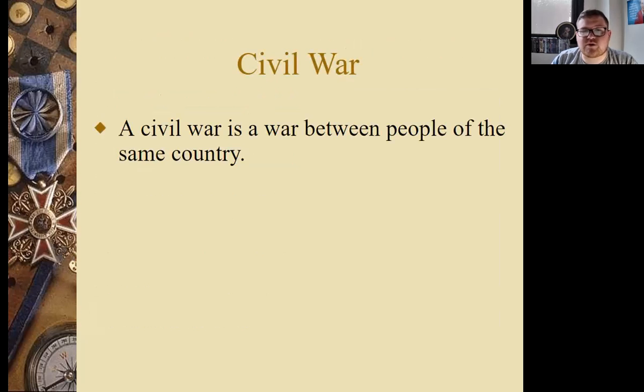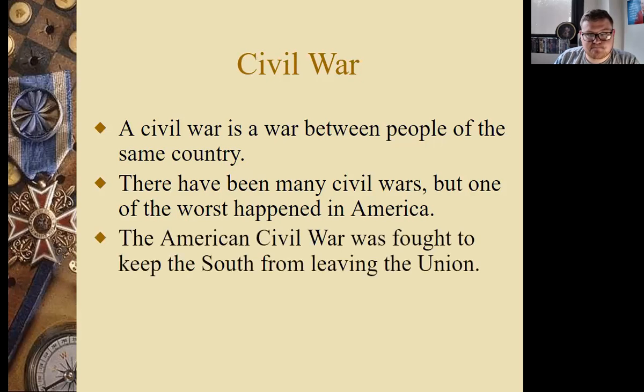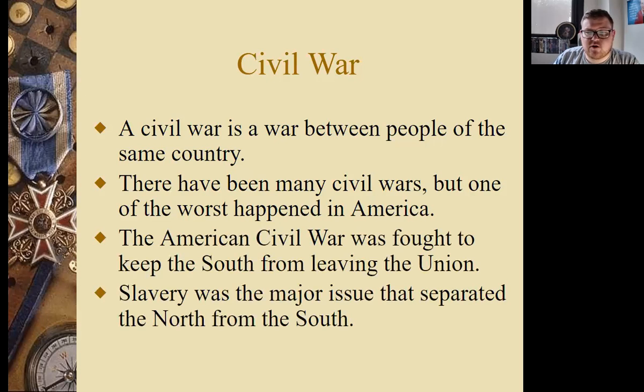A civil war is a war between people of the same country. There have been many civil wars across the globe, but one of the worst happened here in the United States. Over 600,000 people would die in the American Civil War just to prove that states do not have the right to keep people in bondage. The American Civil War was fought to keep the South from leaving the Union, and slavery was the major issue that separated these two entities.